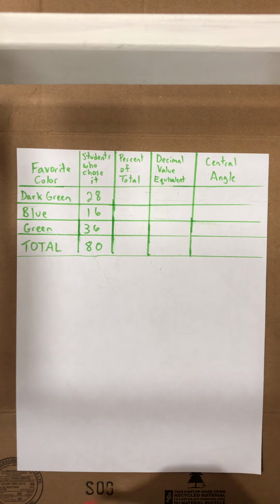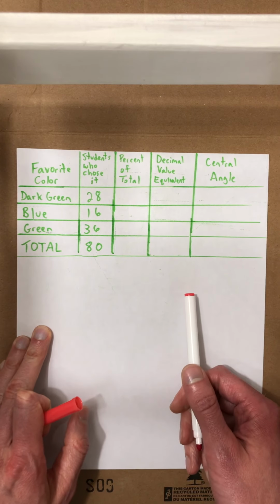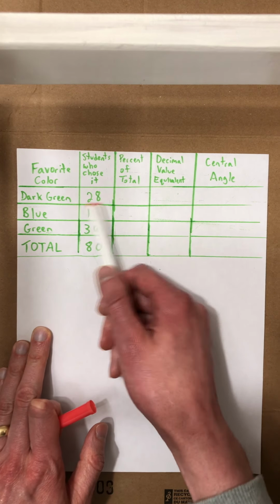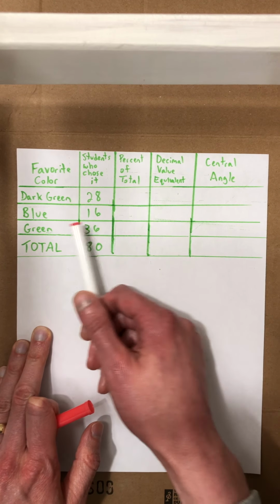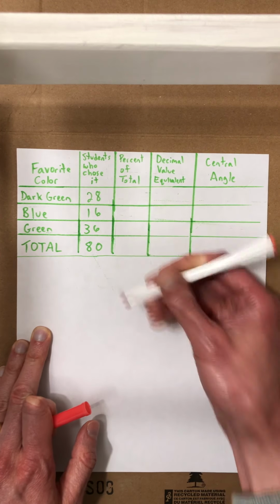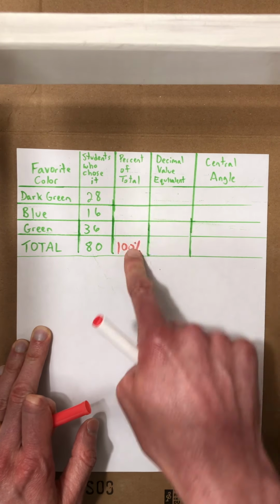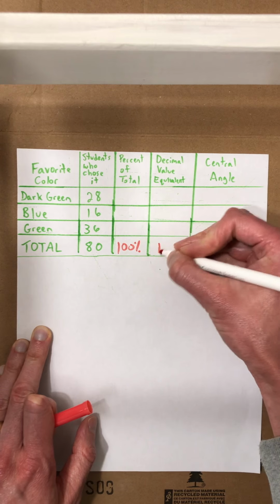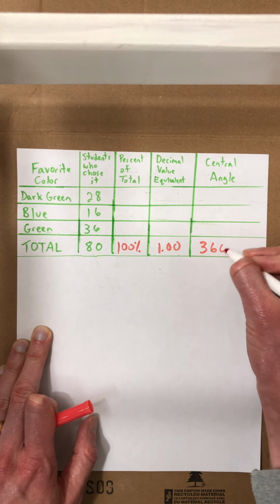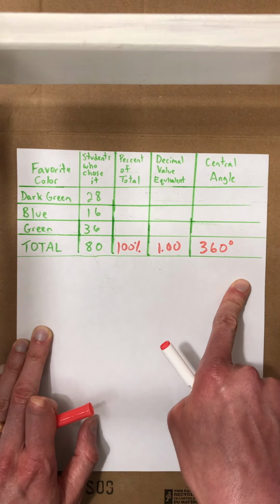So let's take a look at this thing right here. Students are choosing their favorite colors. The options were dark green, blue, and green. We've got 28 students who chose dark green, 16 students who chose blue, 36 students chose green, 80 students in total. So the total percent I can already fill in here. No matter what, it's going to be 100% because that's how many people are going to be in total. The total decimal is going to be 1.00, and a full circle is 360 degrees. So I know these things in advance.